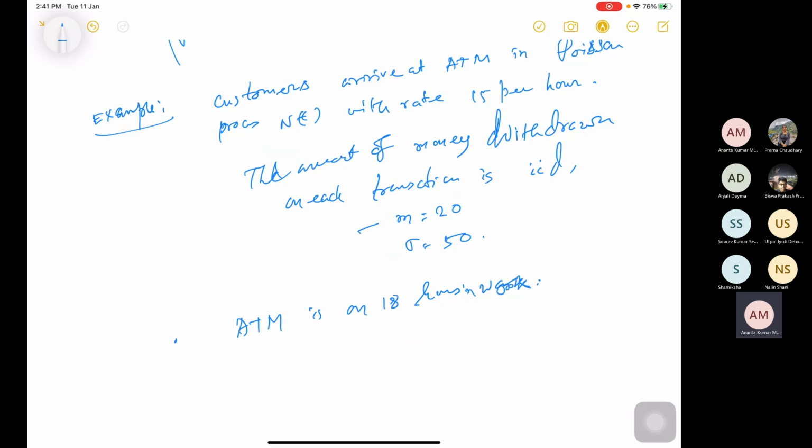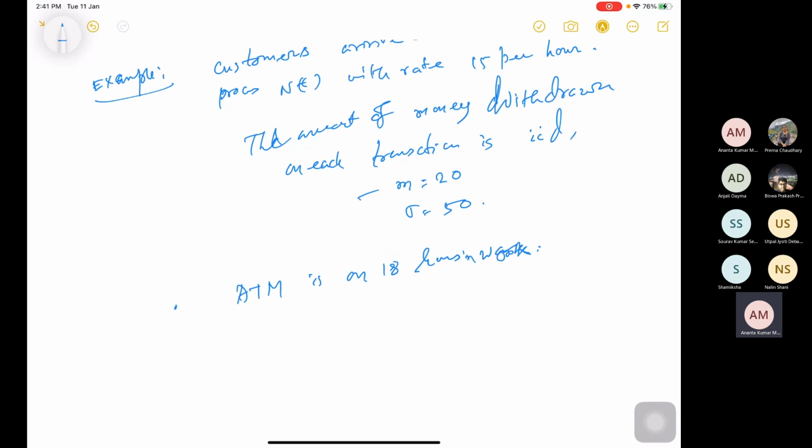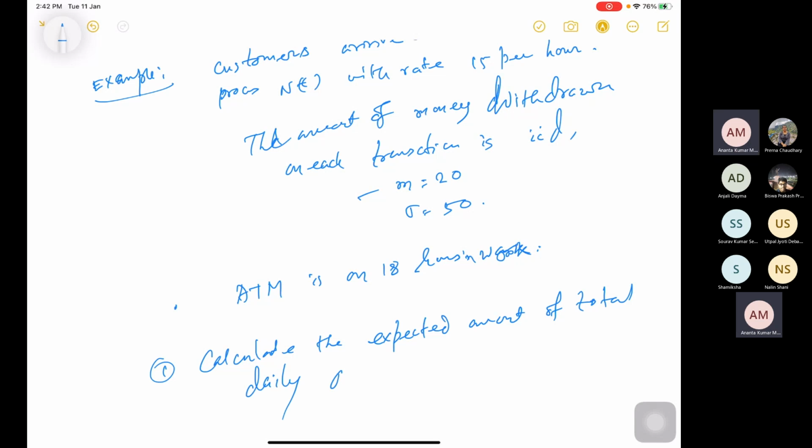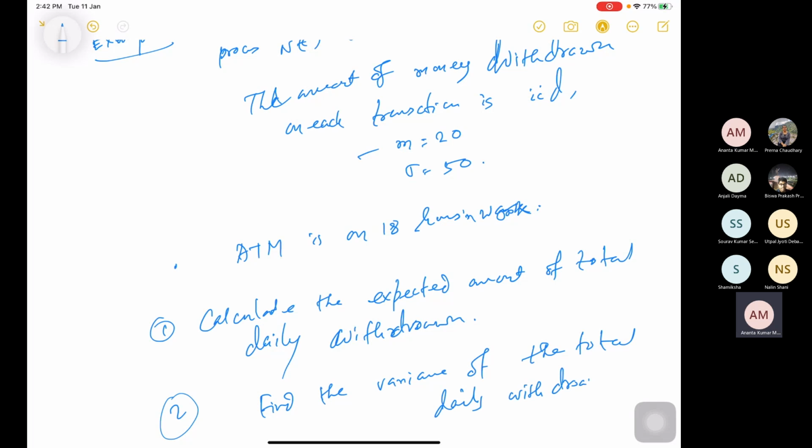Then the question is: calculate the expected amount of total daily withdrawn. And I can also ask, find the variance of the total daily withdrawn amount.